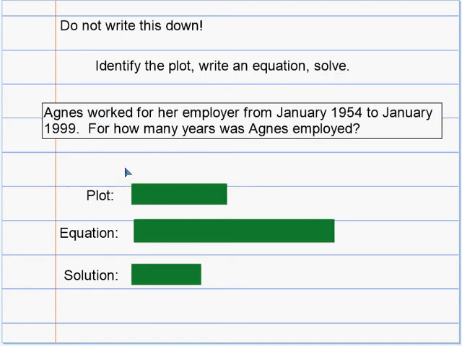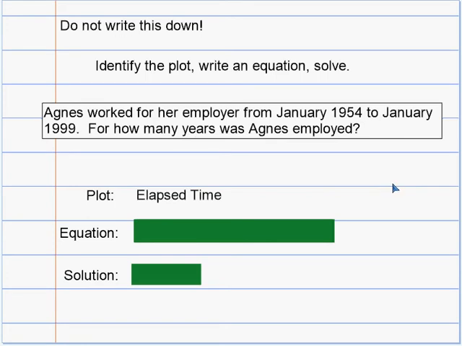So Agnes worked for her employer from January 1954 to January 1999. For how many years was Agnes employed? So if you would like to work out plot, equation, and solution on your own, press pause now and then resume the video when you're ready. The plot. Because we're talking about time, how many years? Years is a measure of time. This would be an elapsed time problem.